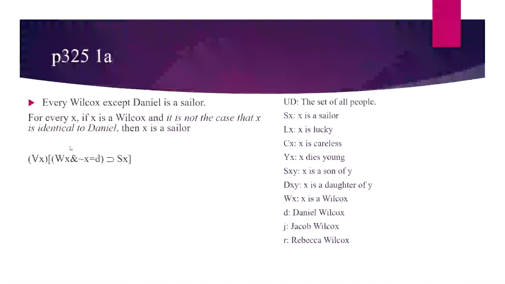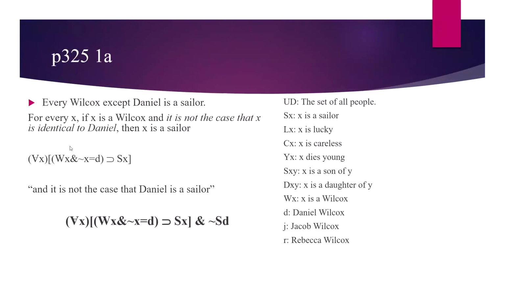And this is what the textbook has as the correct symbolization for it. But one thing that we look at when we think about except is that except also implies that Daniel is not a sailor, right? So we may want to add in, and it is not the case that Daniel is a sailor. So the complete symbolization for this in this course is this, right? We have for all x, if x is a Wilcox and x is not identical to Daniel, then x is a sailor, and Daniel is not a sailor.